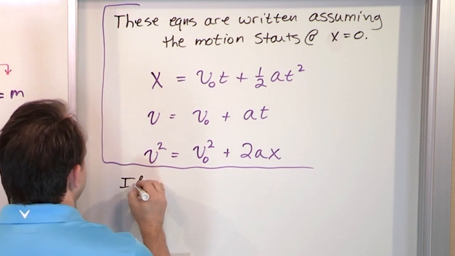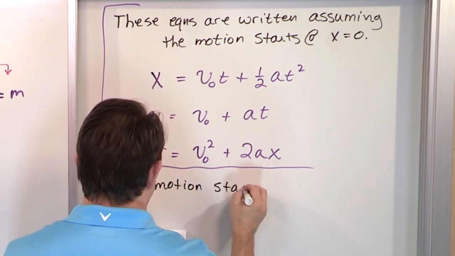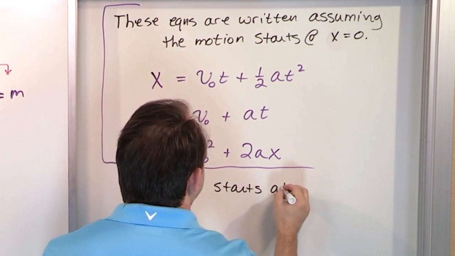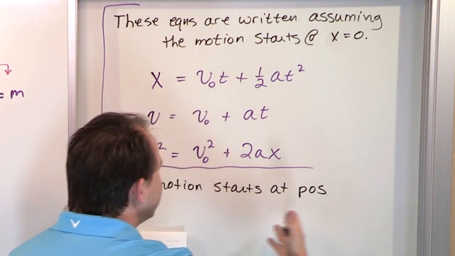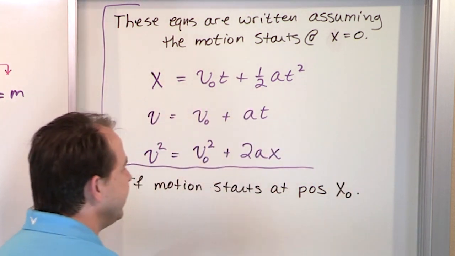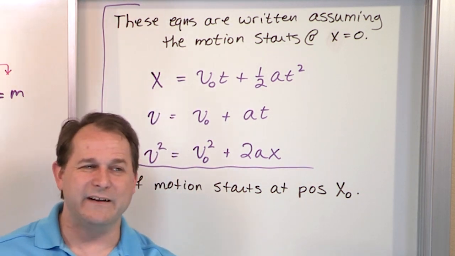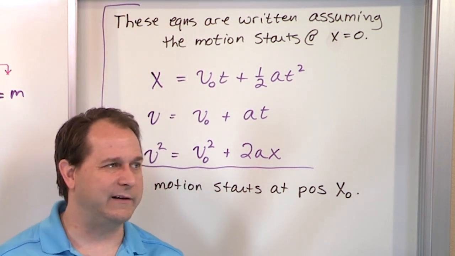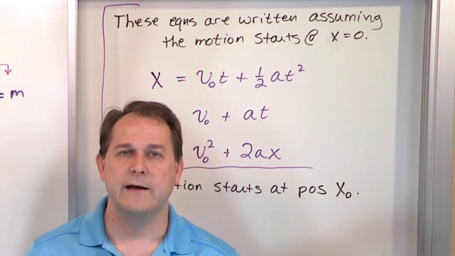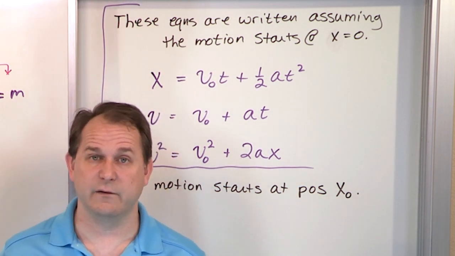If motion starts at position, some location along the x-axis, x naught. In other words, if you don't start at 0, like maybe you have a runner, there's a starting line, right? But maybe he doesn't start running from there. He starts running like 2 meters from the starting line. Then his starting position would be at x is equal to 2 meters instead of at 0.